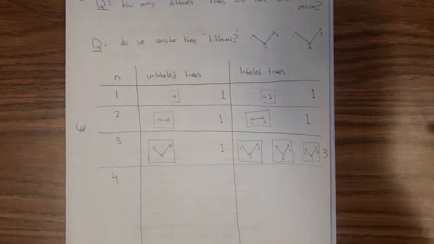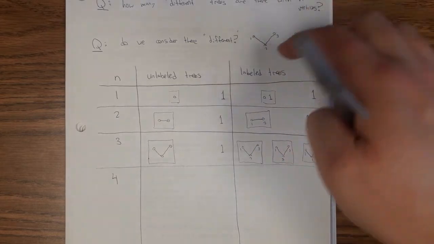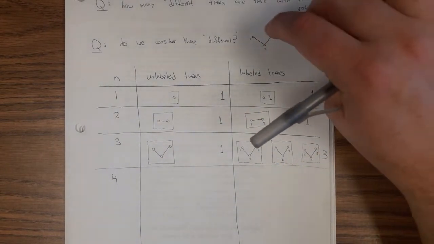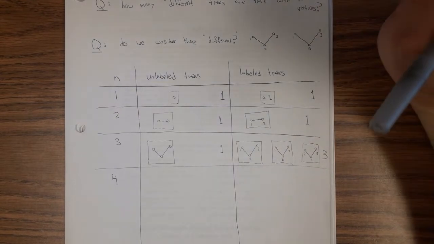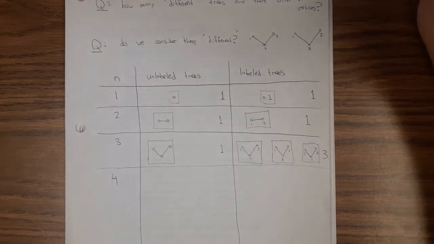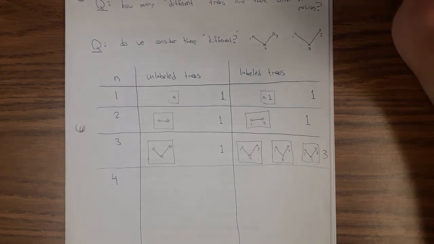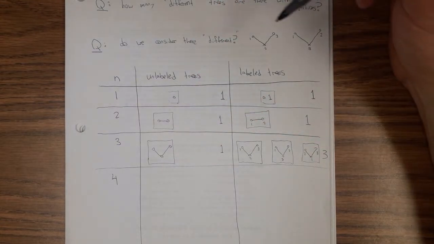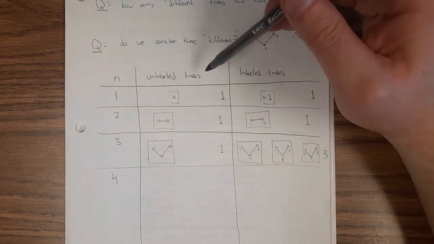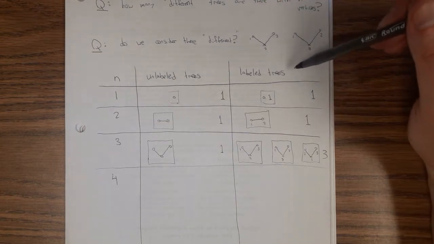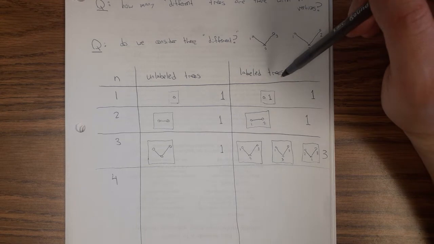However, if I took the labels off, meaning I just erased these names of the vertices, they would be the same. And so I would say if we're looking at them as unlabeled trees, then they're not different. They're the same. So here I started to make a chart to consider different values of n and how many unlabeled trees do we have, and then how many labeled trees do we have.